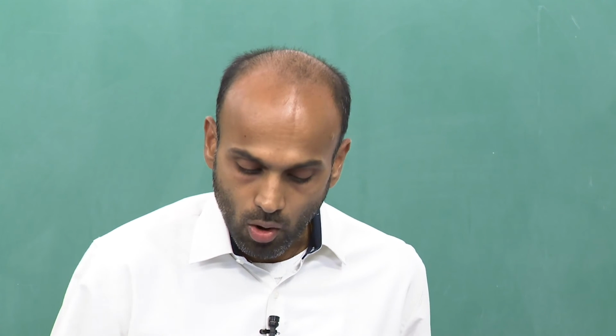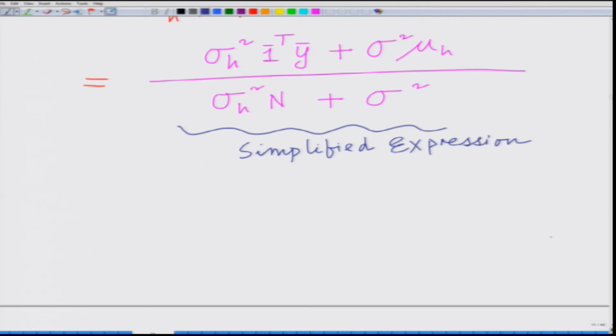All right. And now, I am just going to put it in a slightly improved, slightly more intuitive form. What I am going to do is divide numerator and denominator by sigma h square sigma square.